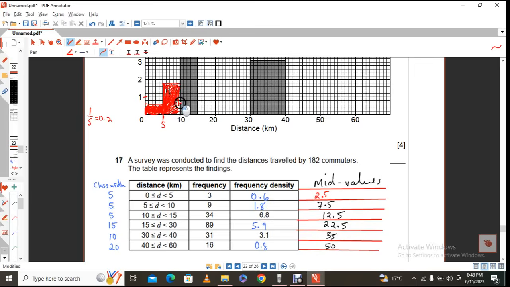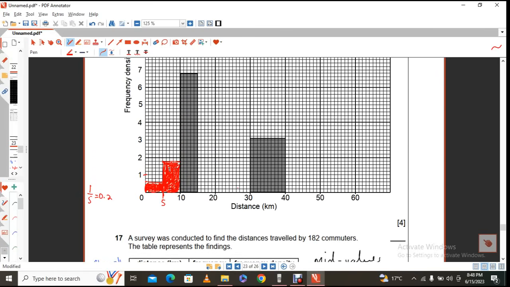All right, the next one, the class interval that does not complete. The next one is from 15 to 30, so it's this whole block, and that is 6.8. That's going to be 6, so this is 15 over here. I think this one here should be a little bit wrong.